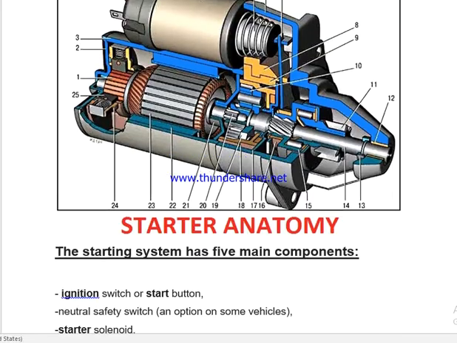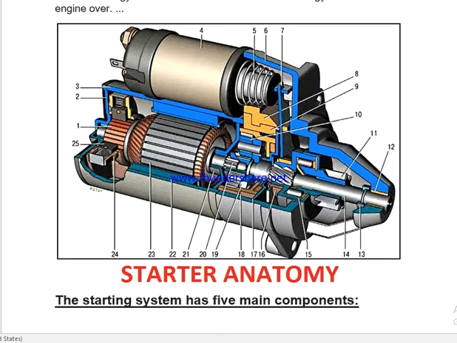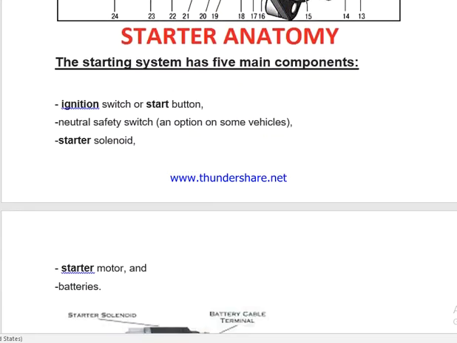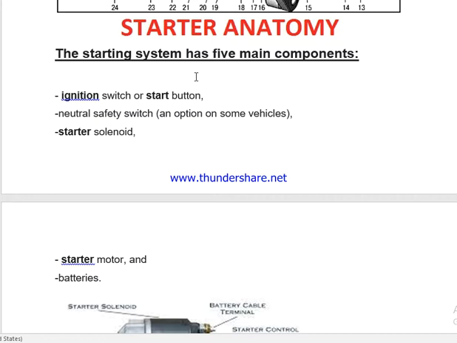So let's continue. That is the starting system, how it looks in the car or when they remove it from the car. This is a starting system image and its components. Don't worry, we'll see the components of the starting system on the next page. So let's continue. We are going to learn the components of the starting system.